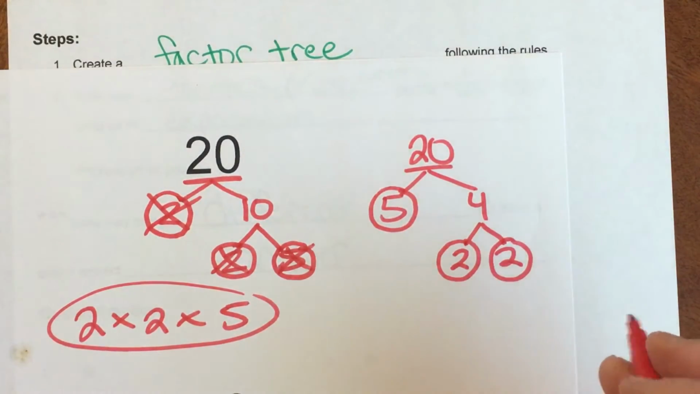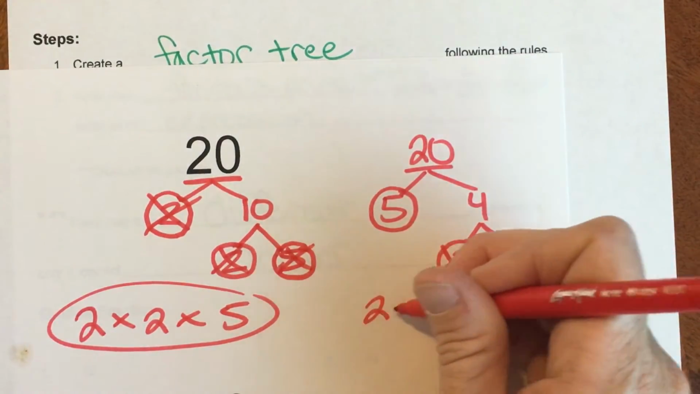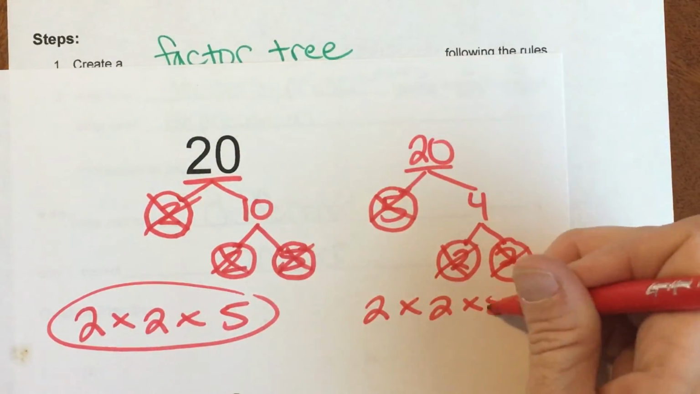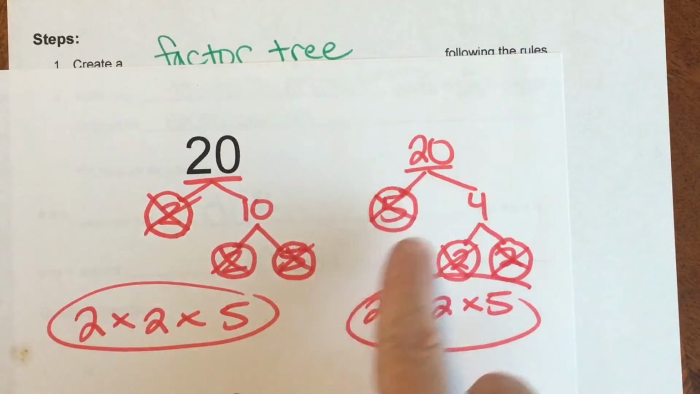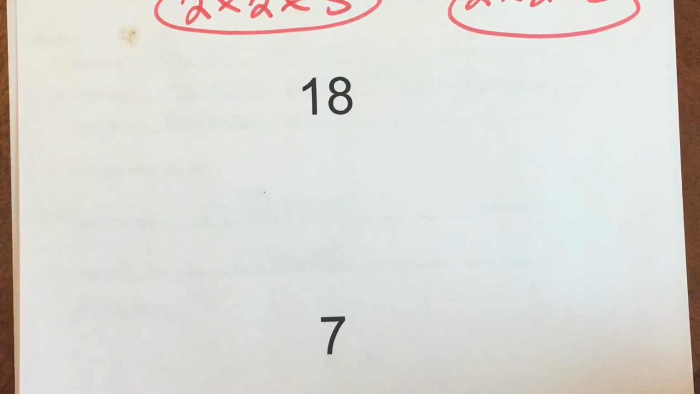So, again, I'm going to write them least to greatest, crossing off as I go. So 2 times 2 times 5. So even when your trees look different, your answer should always be the same. Okay, let's try another one.